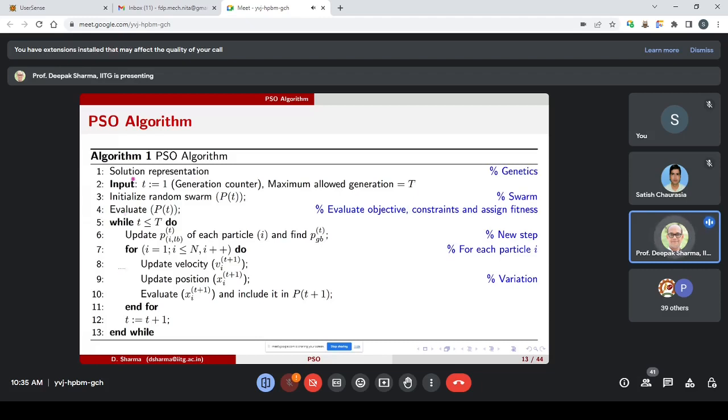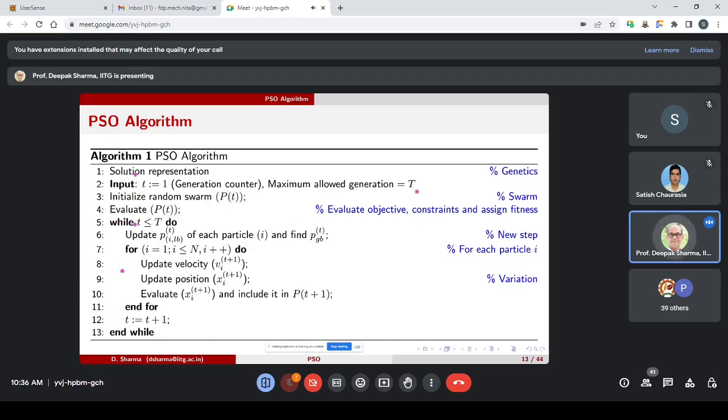we have a solution representation. As of now, we understood it as the x vector, meaning the real-numbered vector. There are certain inputs to the PSO algorithm such as generation counter, maximum iteration, and a few more things we will discuss later. Then we are going to initialize the swarm. Swarm or population is the same. So n particles. Then we are going to evaluate them. So we will be evaluating the objective function, constraint, and assigning the fitness.